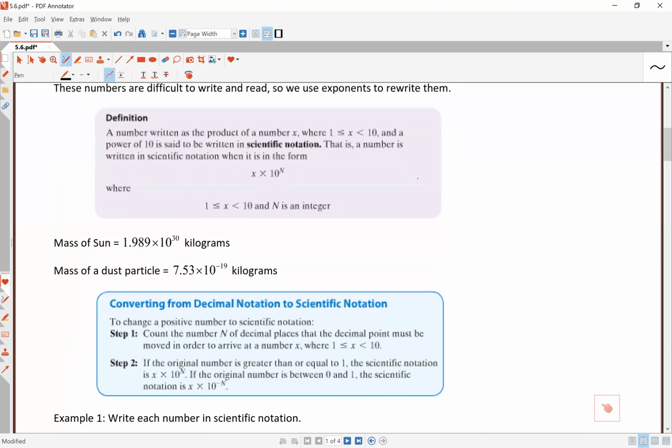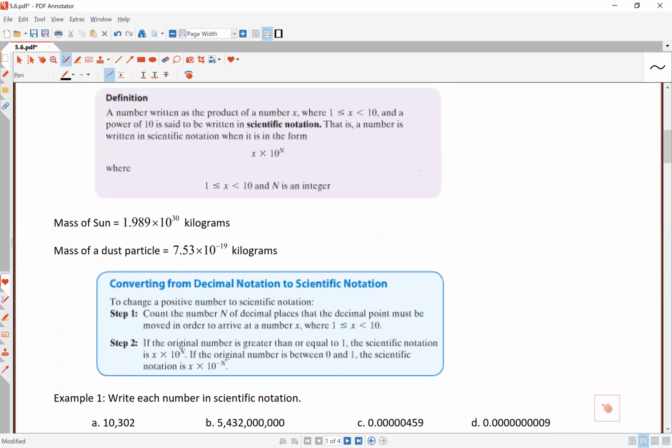Scientific notation. It is a number written as the product of a number, x, where x is greater than or equal to 1 and less than 10, and then a power of 10 goes with it. This is said to be in scientific notation. That is, if you have a number that looks like x times 10 to the nth, where x is greater than or equal to 1 and less than 10, and n is an integer, that is said to be in scientific notation.